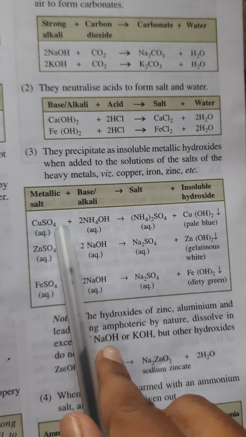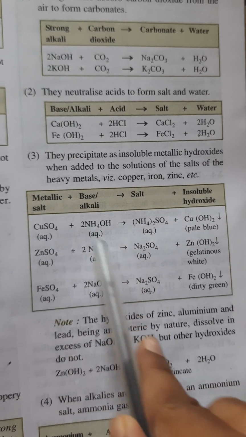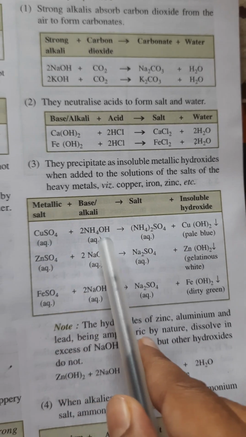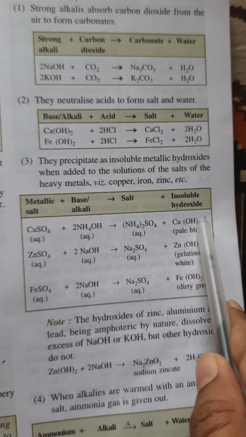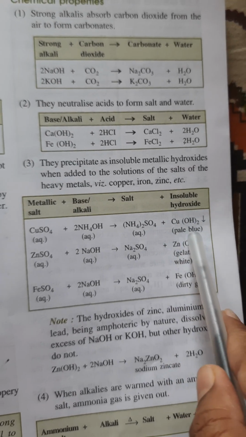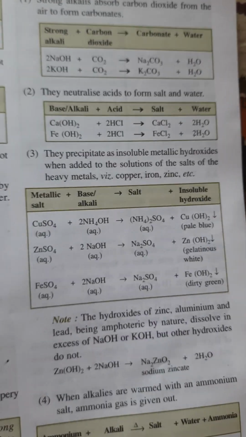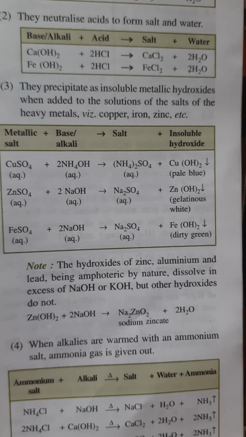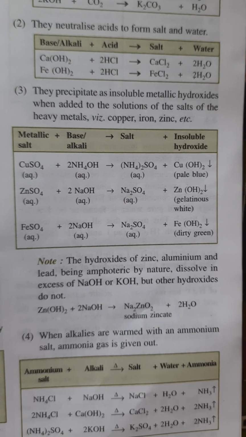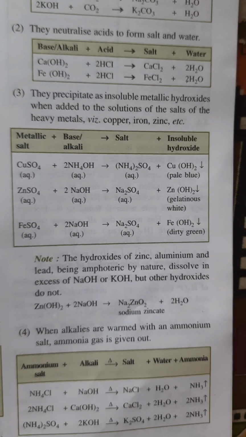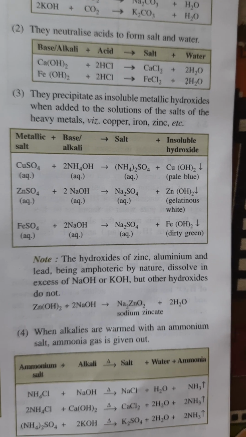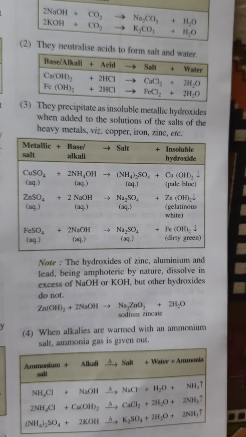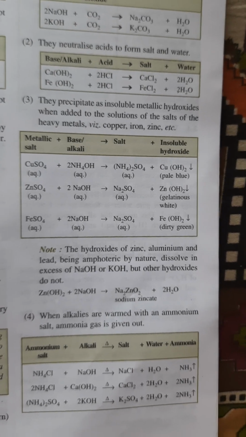See, the metallic salt copper sulfate when reacting with ammonium hydroxide, this is a weak base, will produce ammonium sulfate, (NH4)2SO4, and copper hydroxide. The color of the copper hydroxide is pale blue. When zinc sulfate reacts with sodium hydroxide, it produces sodium sulfate and zinc hydroxide. Zinc hydroxide is a white color and the physical state of the precipitate is gelatinous.